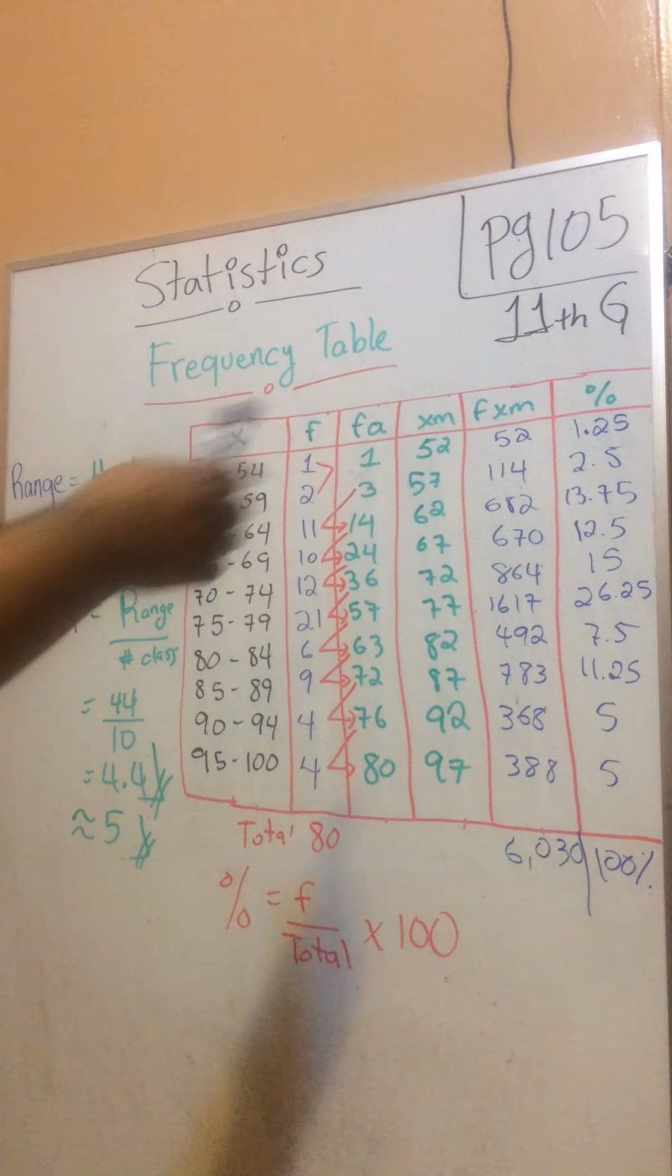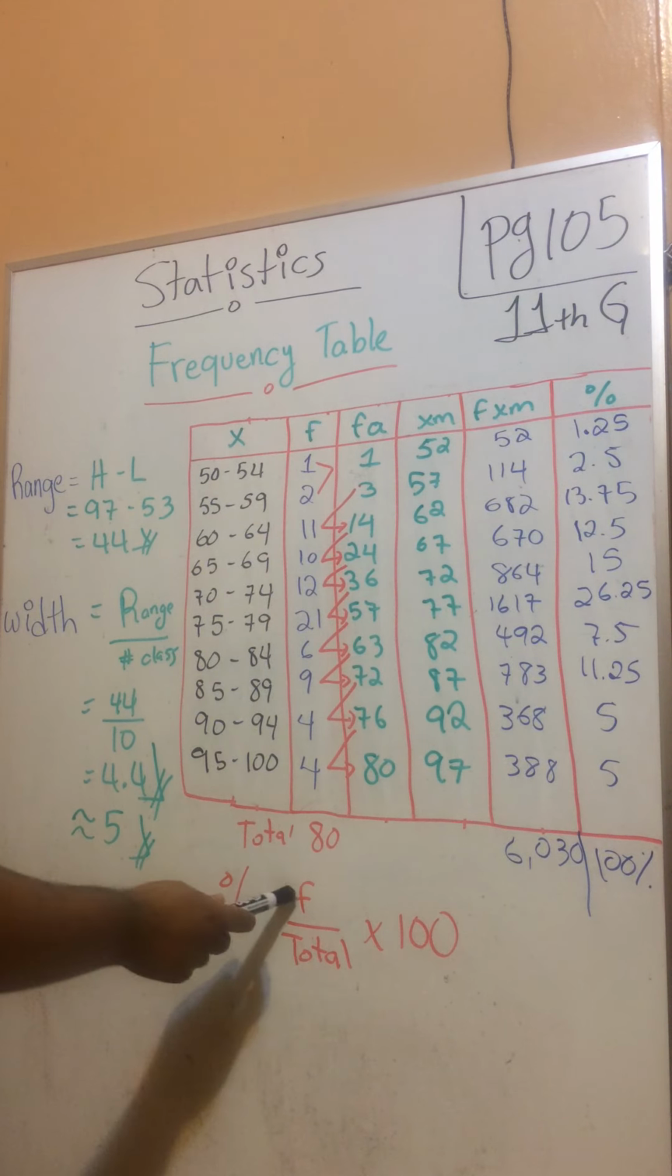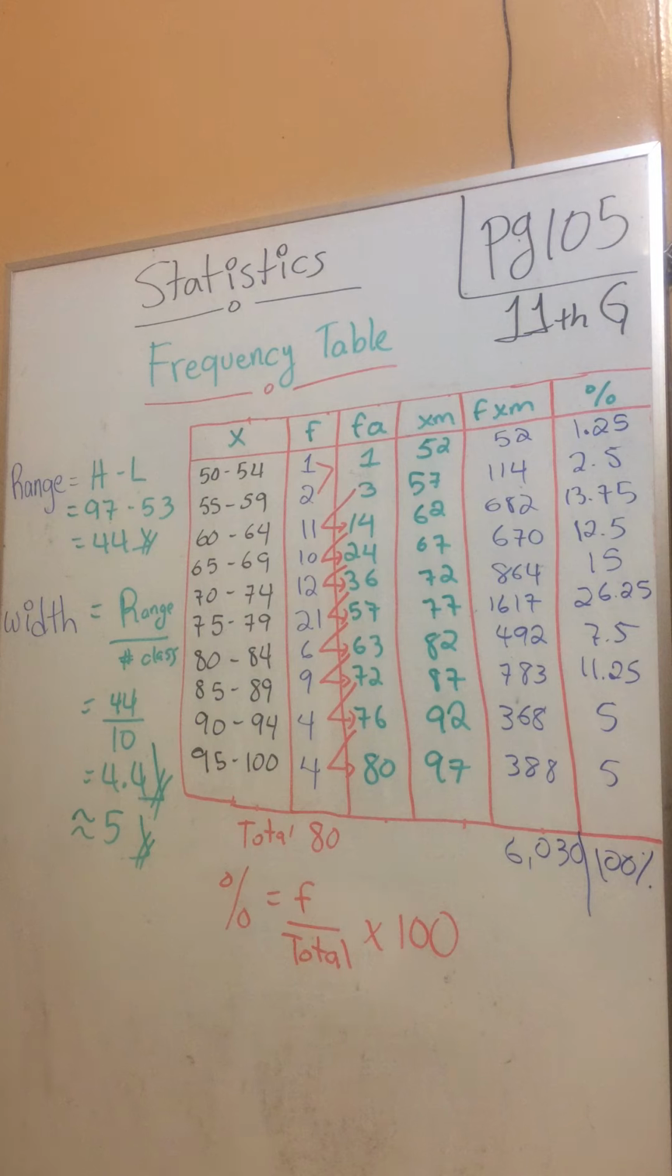And then when we're talking about the percentage, we get it from the formula: the frequency divided by the total amount of data times 100. That's going to give us the percentage of each interval, and added it's going to give us 100%.